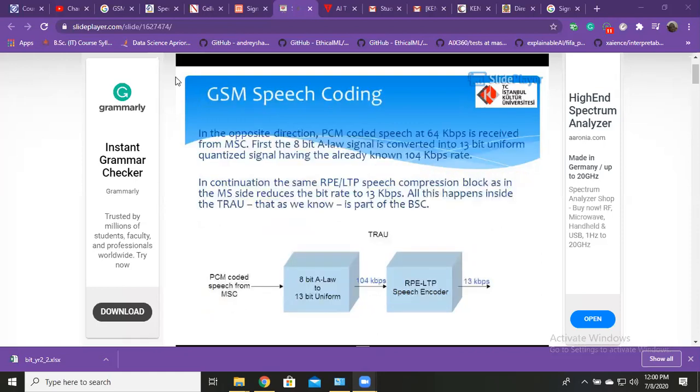GSM speech coding. In the opposite direction, PCM encoded speech at 64 kilobits per second is received from the MSC. First, the 8-bit A-law signal is converted into a 13-bit uniform quantized signal having the already known 104 kilobits per second rate. In continuation, the same RPE-LTP speech compression block as in the MS side reduces the bit rate to 13 kilobits per second. All this happens inside the TRAU, that as we know, is part of the BSC.